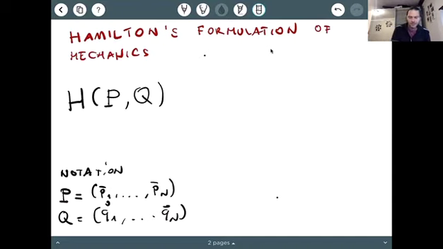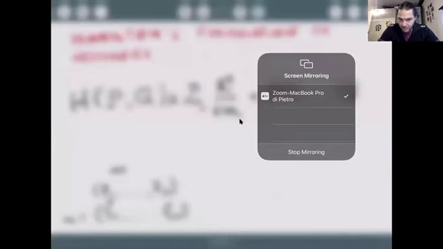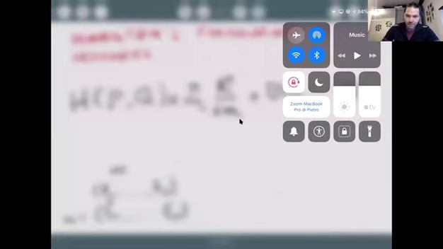So in classical mechanics, a physical theory... let's see if we can resolve the usual problem of freezing. Stop mirroring, screen mirroring, remirroring. Okay, it seems to be working out.